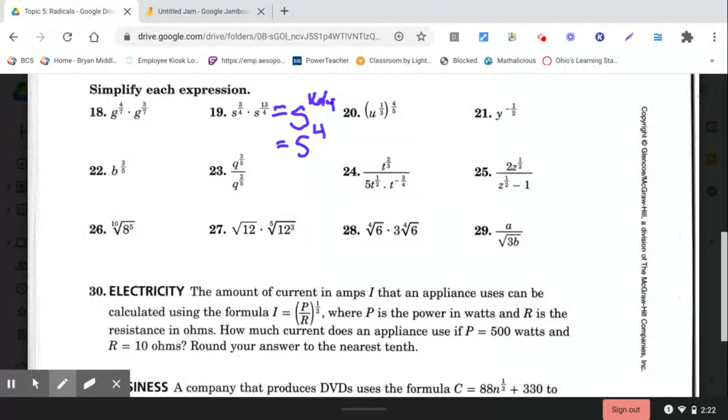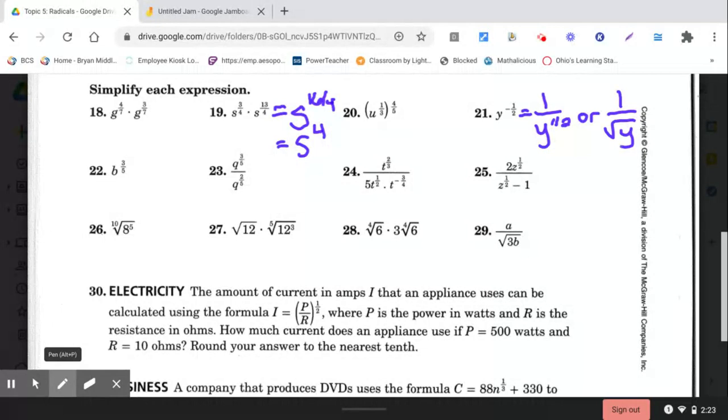All right, y to the negative 1/2. To get rid of a negative exponent, we're going to drop it down to the denominator. So we get 1 over y to the 1/2. I'm going to write that a little bit differently so you can see it better. Now, this is a totally fine answer. It didn't tell you if they wanted it as a rational exponent or a radical. But if you wanted to rewrite it as a radical, it's the square root of y to the first. So those are the same thing.